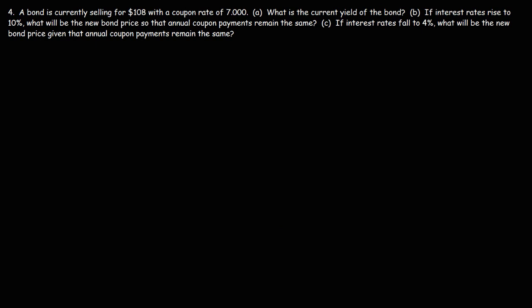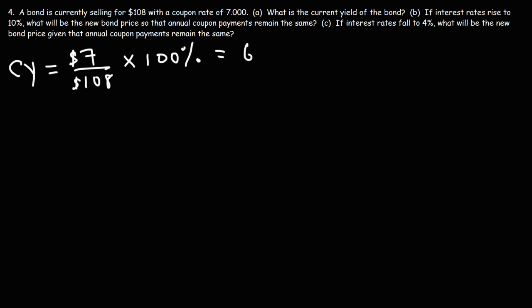Number 4, a bond is currently selling for $108 with a coupon rate of 7. What is the current yield of the bond? So the current yield is going to be the coupon rate of $7 divided by the price of the bond, which is $108, times 100%. And so that's going to be 6.481%. So that's the current yield of the bond.